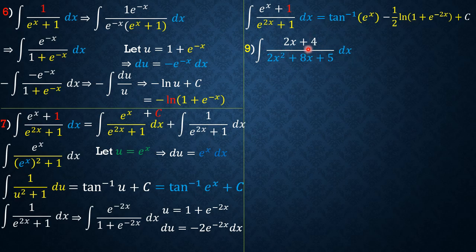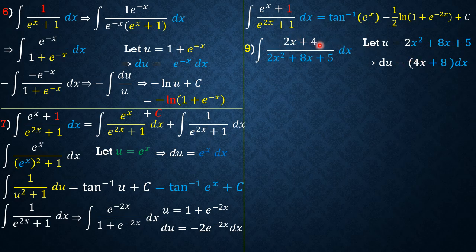Great. So friends, let's give it a try. Let's just let our u be the bottom and we hope for the best. Let's just let u be 2x squared plus 8x plus 5. That therefore implies, guys, du, differentiating that, gives us 4x plus 8, since 5 is a constant, it gives us 0. So friends, what is the relationship between du and what we have at the top?